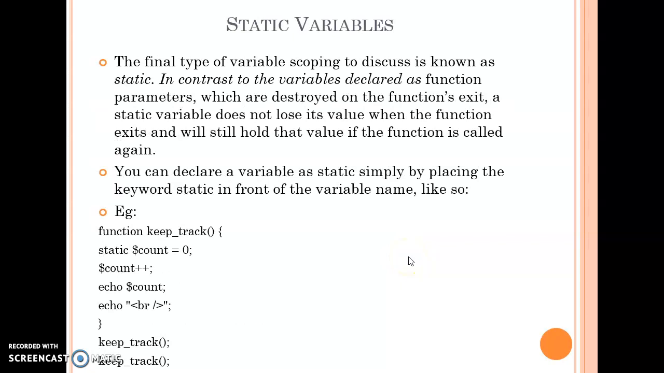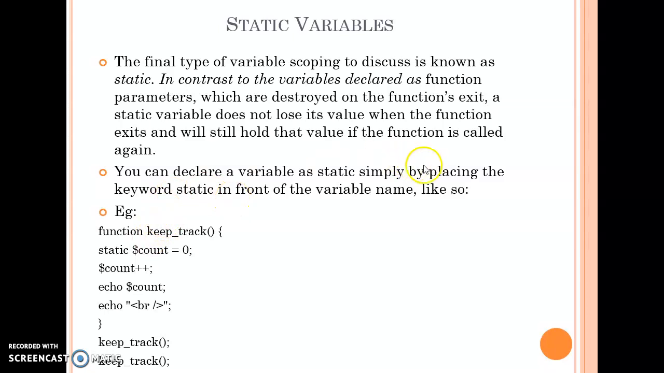Static variable. The final type of variable scoping is static. In contrast to variables declared as function parameters, which are destroyed on function exit, a static variable does not lose its value when the function exits. It will still hold its value if the function is called again. It stores the previous values.